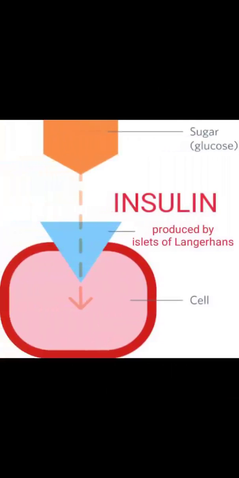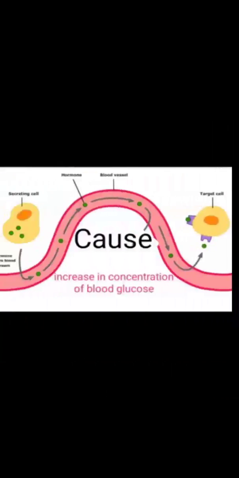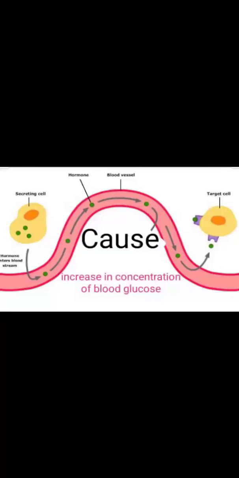Then the hormone insulin. This insulin hormone is secreted by a special type of cells which are present in the pancreas. And those cells are called islets of Langerhans. They secrete the hormone which is called insulin. And what is the cause of secretion of insulin? Actually, it is secreted when there is an increase in the concentration of blood glucose. When the blood glucose concentration increases, then insulin is secreted.